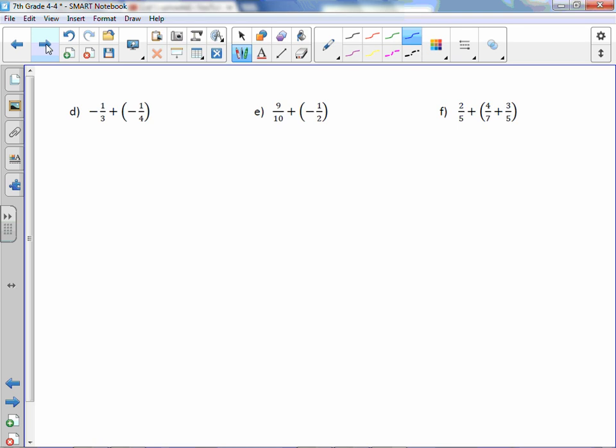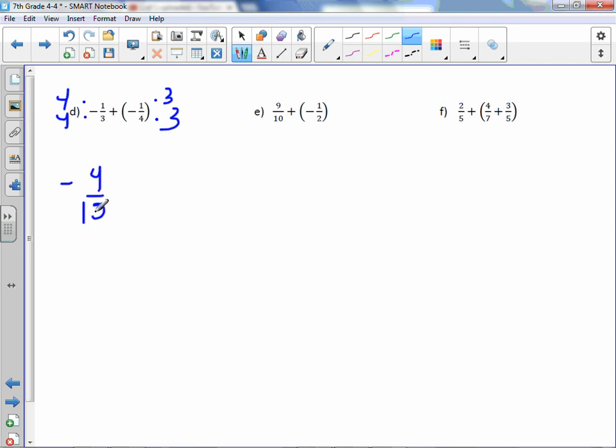Now let's talk about the negatives. Our denominators 3 and 4 share a least common multiple of 12. So I would have to multiply the first fraction by 4, numerator and denominator, and the second fraction by 3, numerator and denominator.